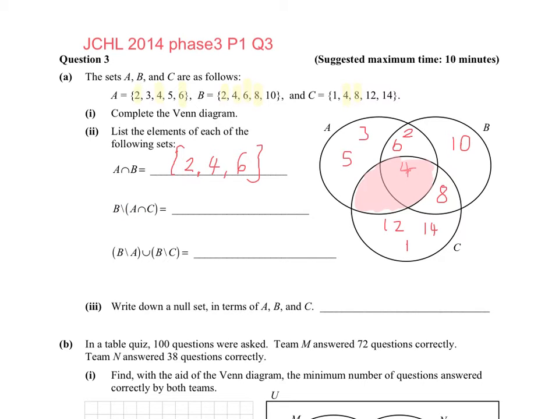So if you look at what B is, it's the entirety of this circle here. Everything inside this circle is in B, and we're taking away the A intersection C. So we have this section here, these 3 subsections. And we have 2, 6, 8 and 10.